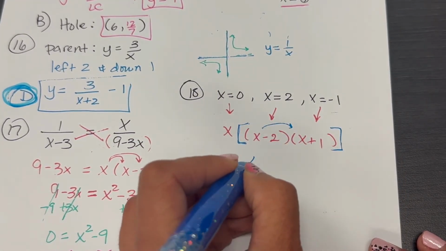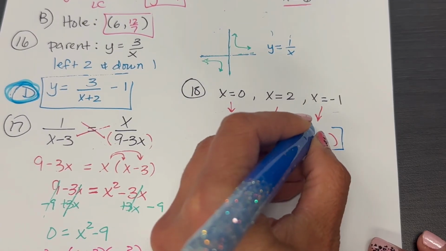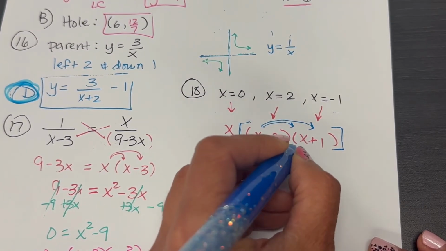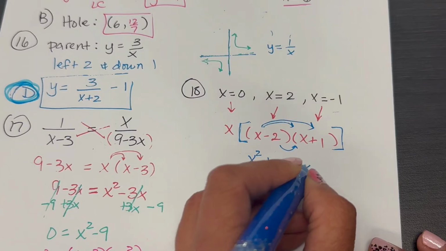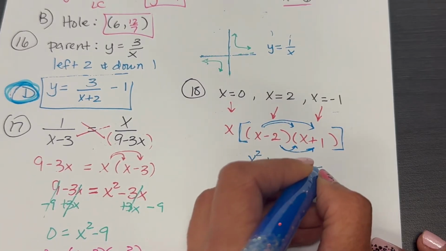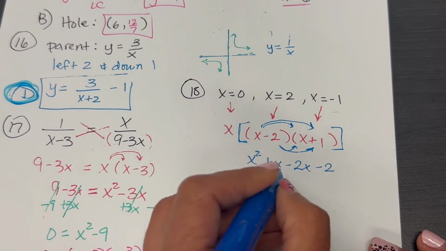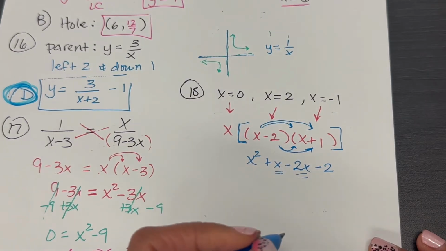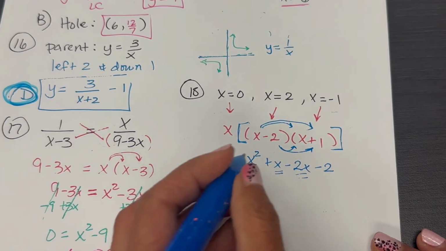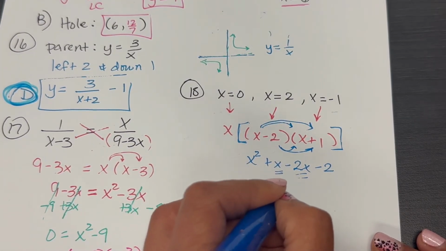So x times x is x squared. x times 1 is x. Negative 2 times x is negative 2x. Negative 2 times 1 is a negative 2. Clean it up a little bit, combine like terms. 1x minus 2x is a negative x.